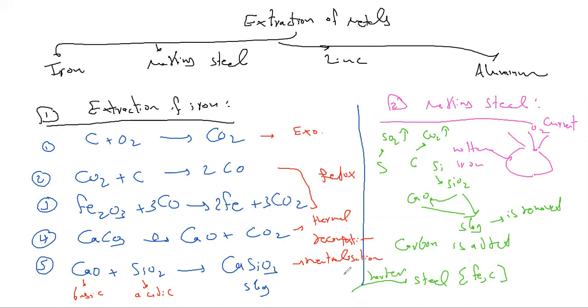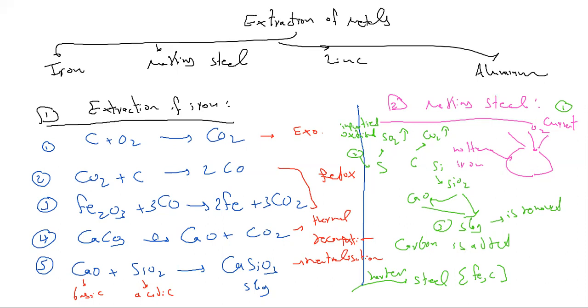and steel is harder than iron. So again, how are we making steel? By passing an oxygen current. The impurities are oxidized. So this is number one, passing oxygen current. Number two, these impurities are oxidized: sulfur changes to sulfur dioxide, carbon changes to carbon dioxide, silicon changes to silicon oxide that reacts with calcium oxide to form slag. Number three, slag is removed, carbon is added. So three steps by passing oxygen current in molten iron.